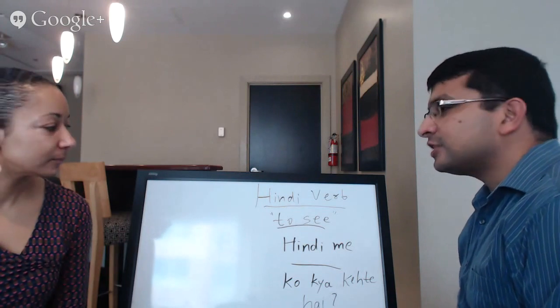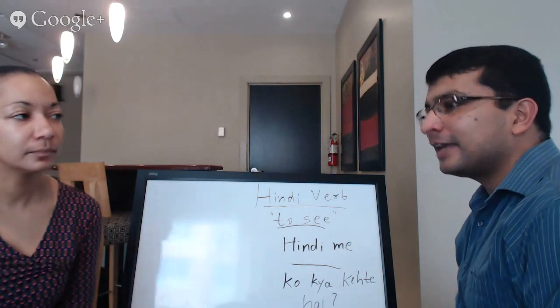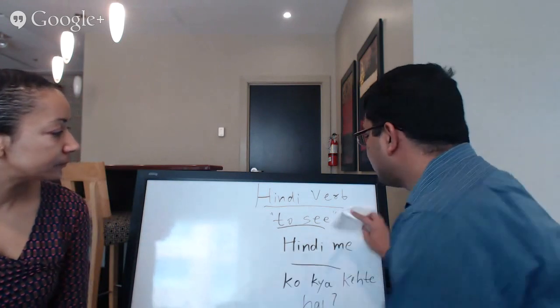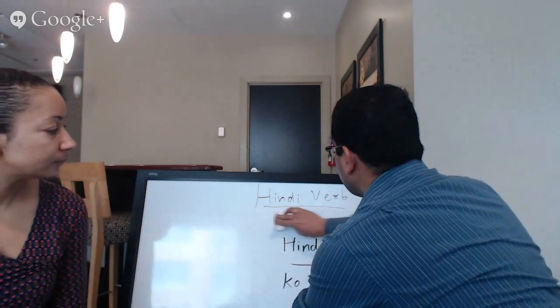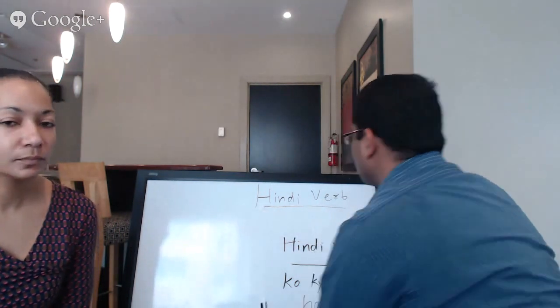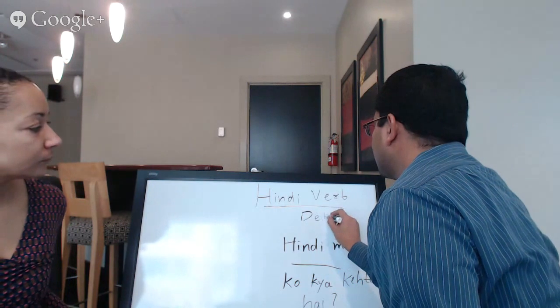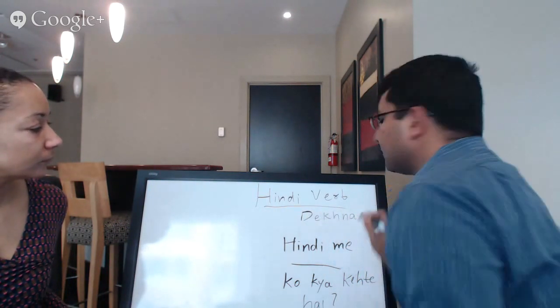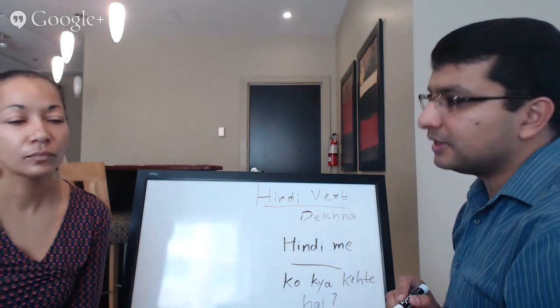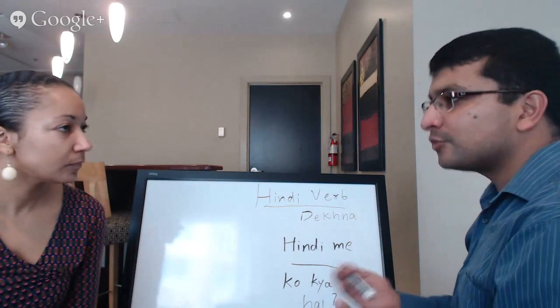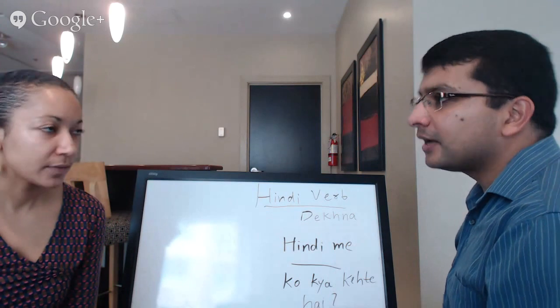हिंदी में टू सी को देखना कहते हैं. देखना. So I'll write it down. I'll replace to see, and I'll write down the actual word for it. हिंदी में टू सी को देखना कहते हैं. So now you use the same formula and ask me more words, and I'll answer you.